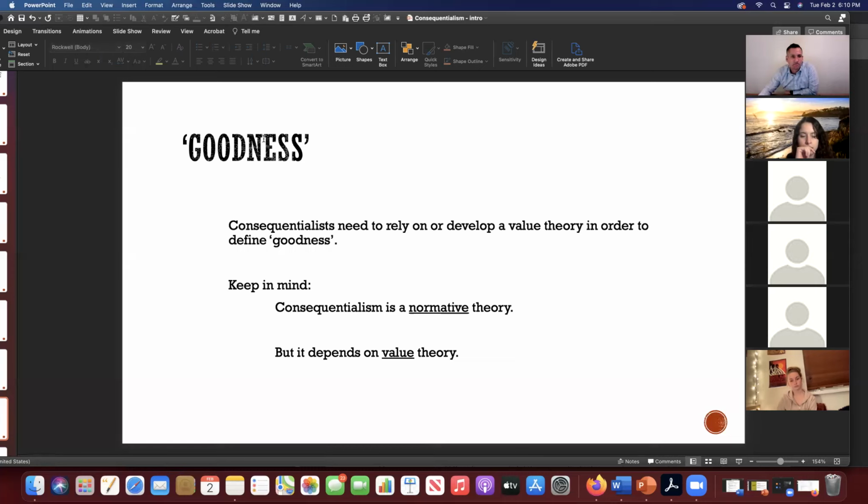Okay, so thinking just more about goodness here, consequentialists need to rely on or develop a value theory in order to define goodness. So this is the way in which a value theory is related to a normative theory. Keep in mind that consequentialism is a normative theory, but it depends on value theory, and it's going to depend in a very strong way. So keep in mind the difference between a normative theory and a value theory, something I've harped on quite a bit so far, at least.